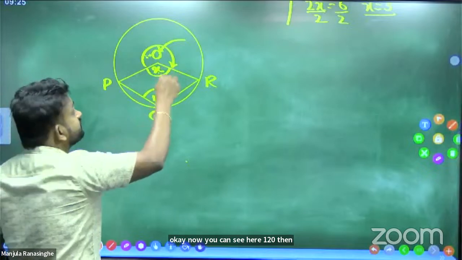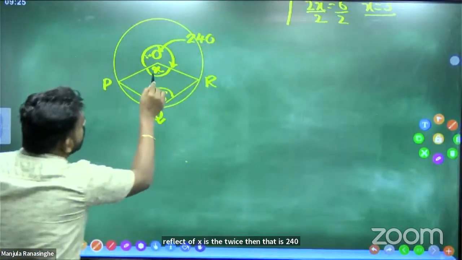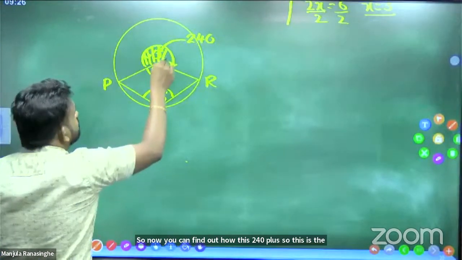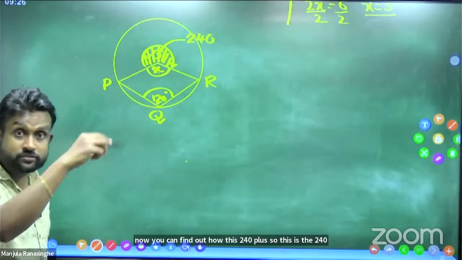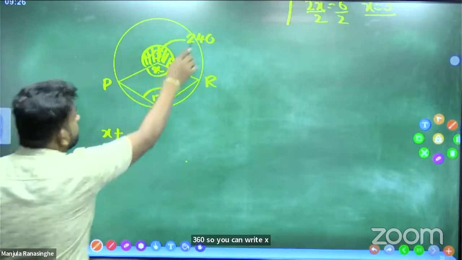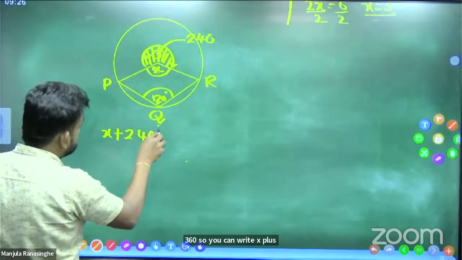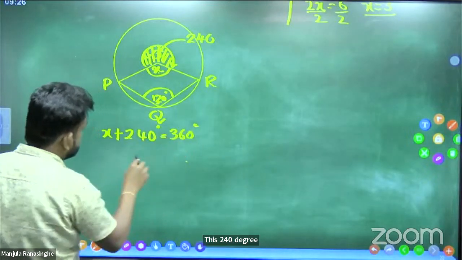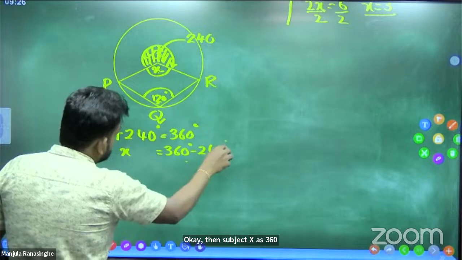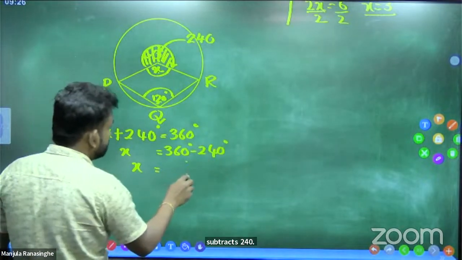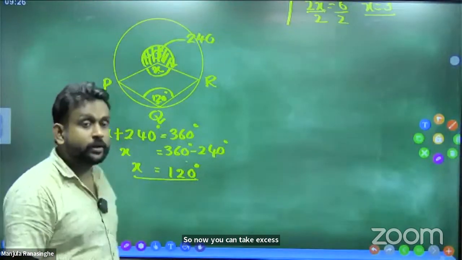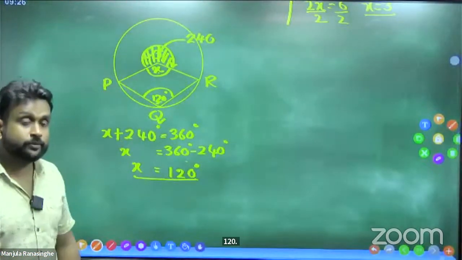Now you can see here 120, then the reflex of x is the twice, that is 240 outside. So now you can find x. This 240 plus x are angles around a point, they add up to 360. So x plus 240 degrees equals 360 degrees. Then x equals 360 minus 240, so x is 120. Hands up those who got the answer 120.